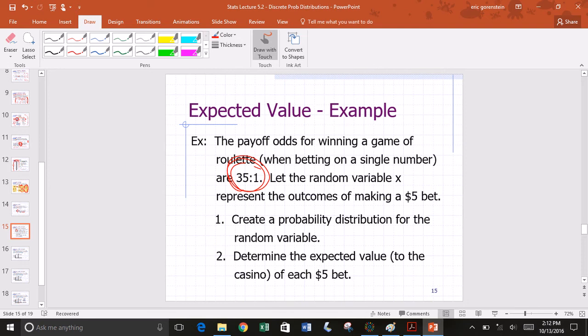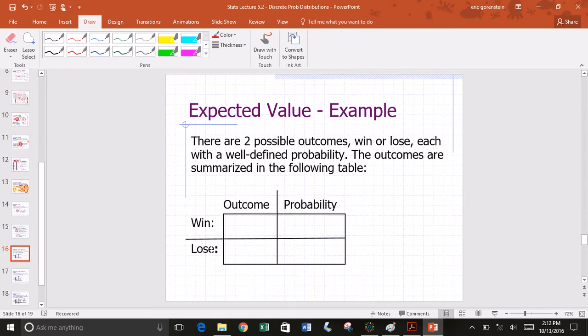Okay, so with the probability distribution, there's only 2 possible outcomes. You either win or you lose. So we're thinking, in this case, about a $5 bet. If you bet $5, one of 2 things is going to happen. You're either going to win or you lose. If you win, you're paid 35 to 1, or $35 for every $1 you bet. If you lose, you lose $5.